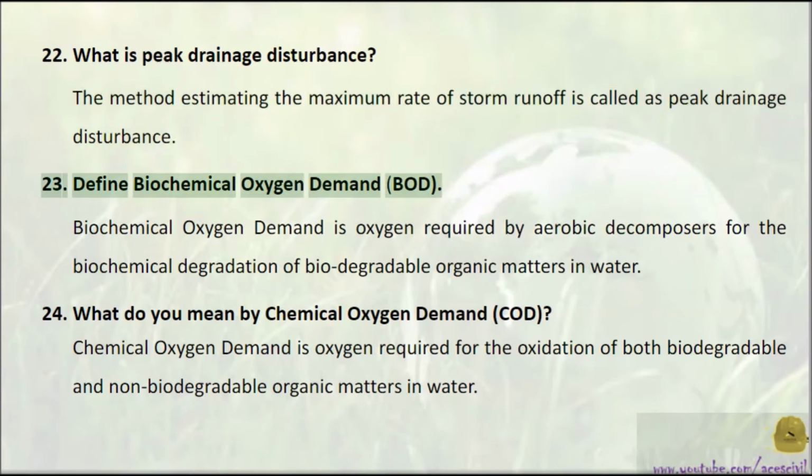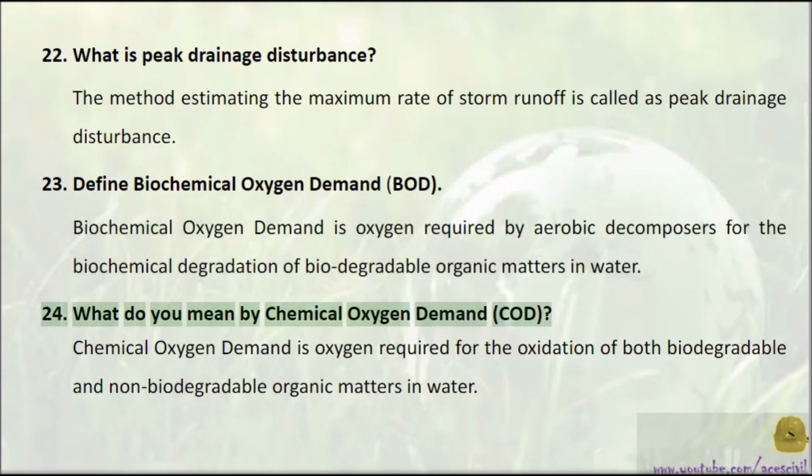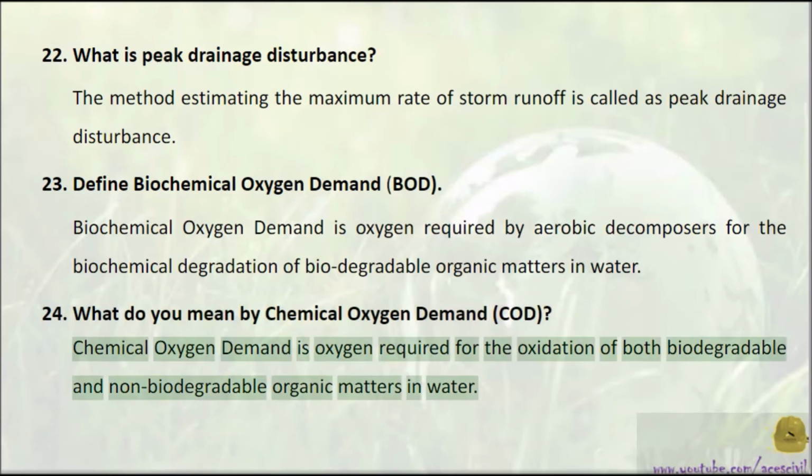Define biochemical oxygen demand, BOD. Biochemical oxygen demand is oxygen required by aerobic decomposers for the biochemical degradation of biodegradable organic matters in water. What do you mean by chemical oxygen demand, COD? Chemical oxygen demand is oxygen required for the oxidation of both biodegradable and non-biodegradable organic matters in water.